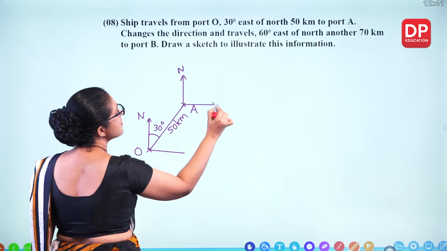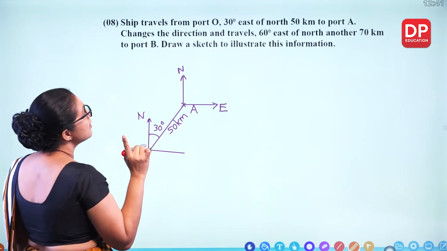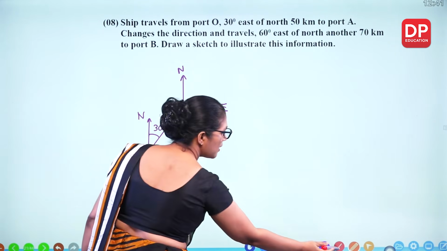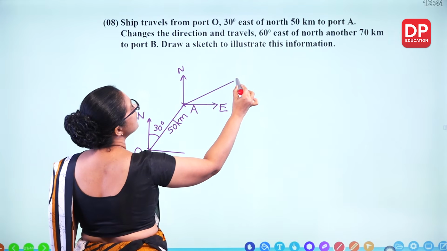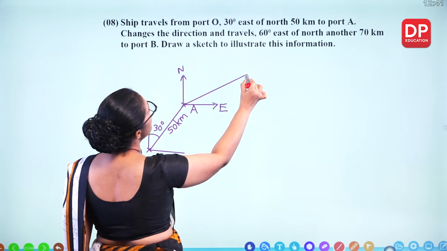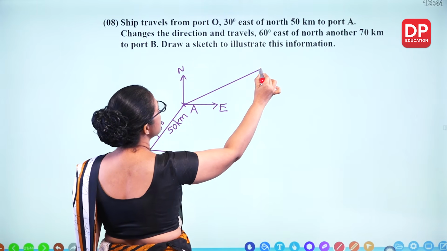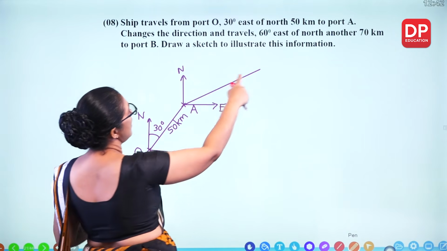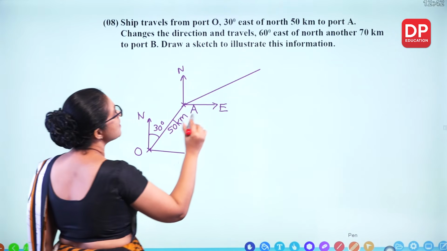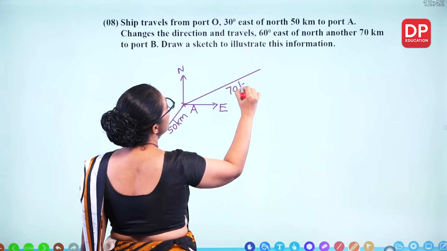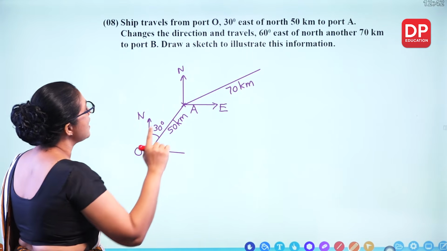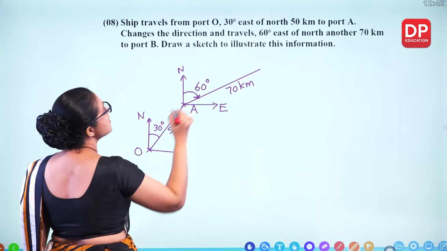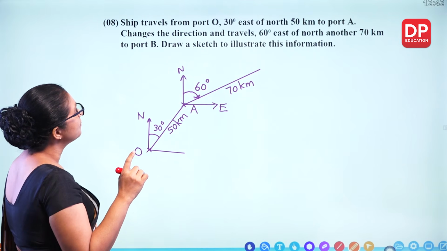This is north and east. Now what's the direction? 60 degrees east of north. Now the angle is different. 60 is somewhere here. So how many kilometers? Another 70 kilometers. So it's more than this. If you are drawing to scale, you can say this length is more than this length. That's 70 kilometers. What's the angle? 60 degrees from this point, 60 degrees east of north.